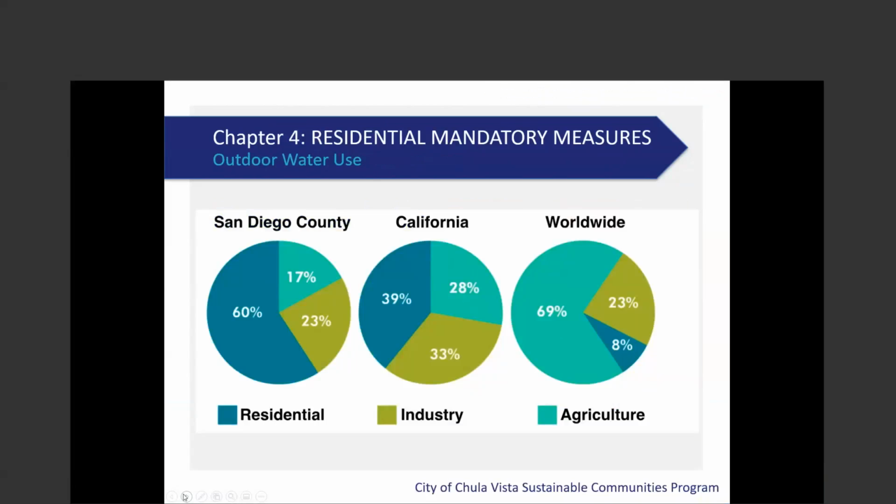So then looking at our outdoor water use, here in San Diego, 60% of the county's outdoor water use is at our residences. And for the most part, we are using that same expensive potable drinking water for this. Next, please.